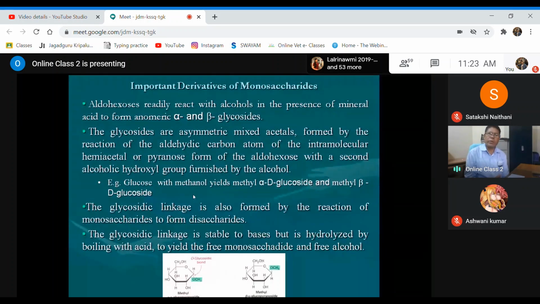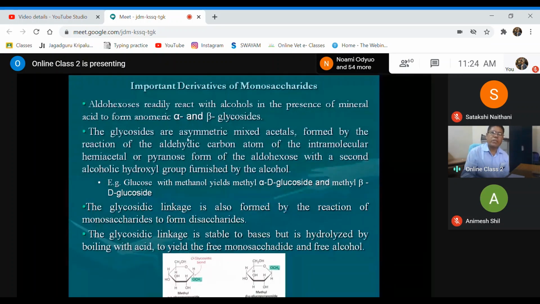If the OH group is above the plane of the ring, we call it beta. If it is below the plane of the ring, we call it alpha. So two forms of D-glucose are formed, alpha D-glucose and beta D-glucose. When the methyl group is attached, it will be either in the beta configuration or the alpha configuration. That forms the anomeric alpha and beta glycosides.